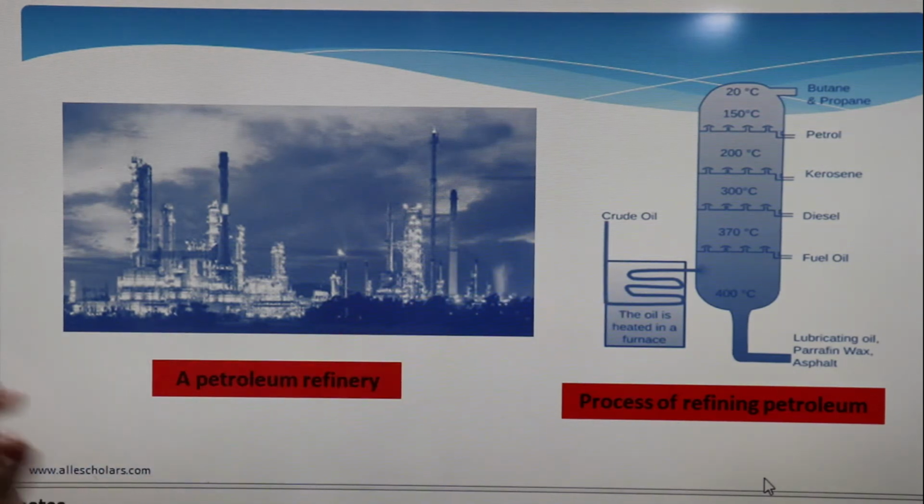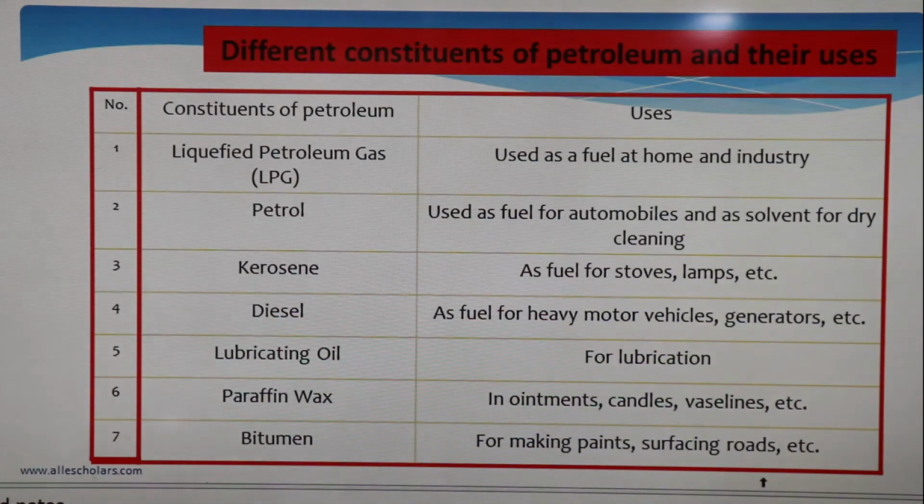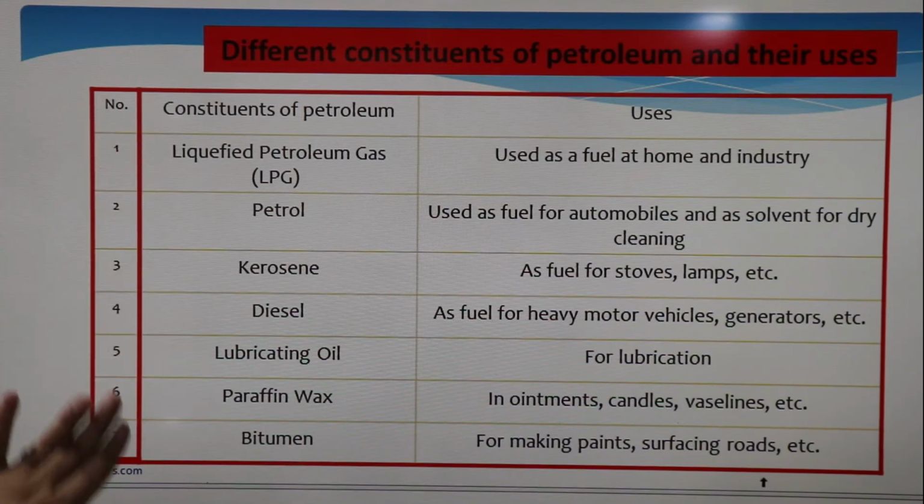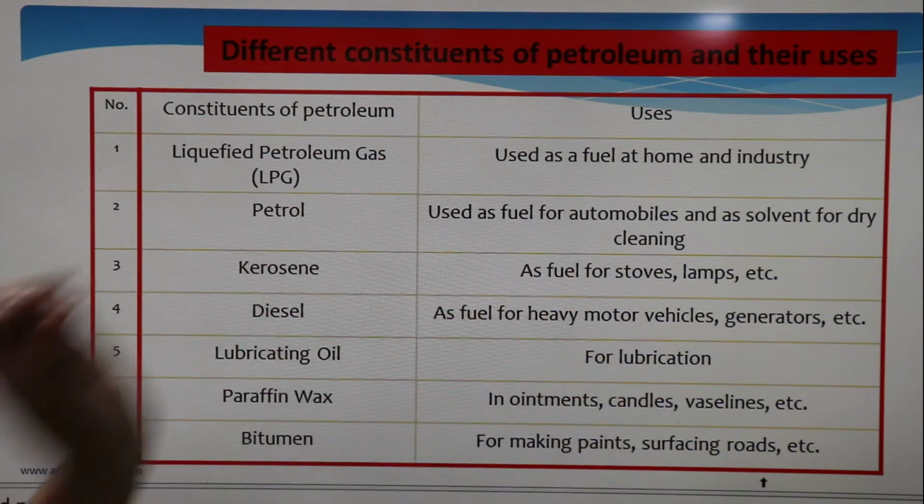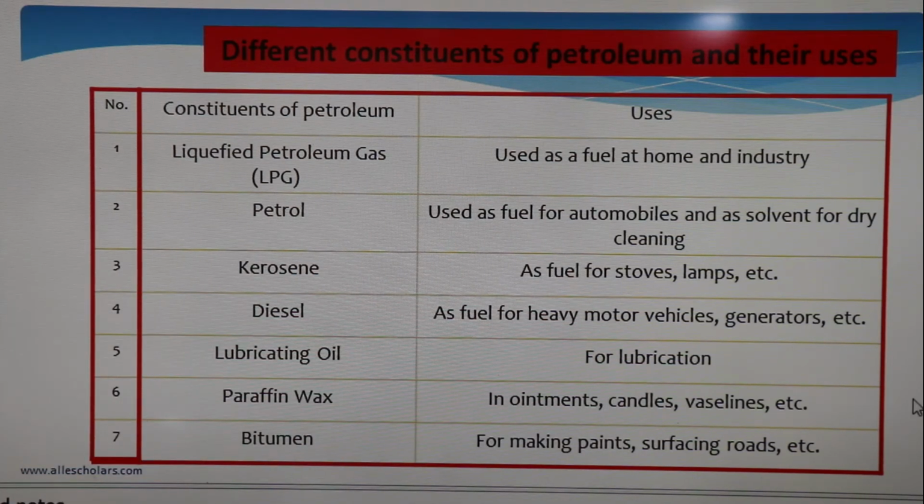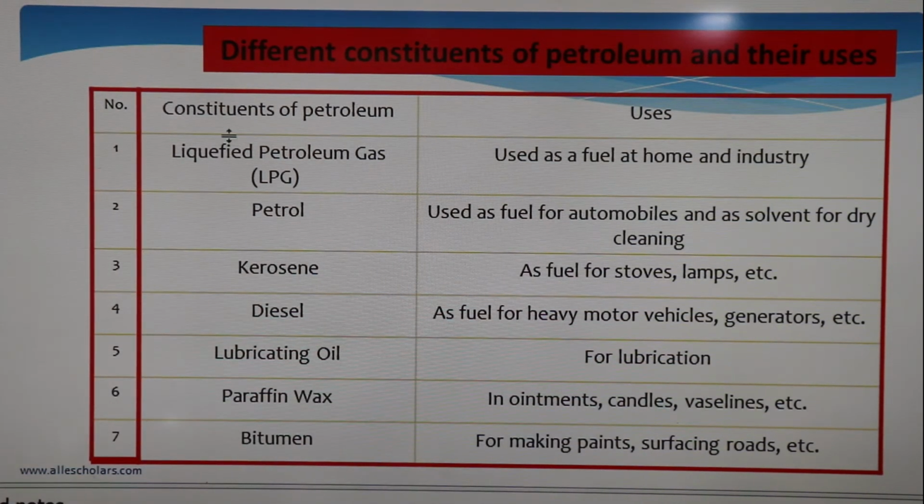And this crude oil is heating in a furnace, you can see. Okay, so this is the process of refining petroleum. Now let's see the different constituents of petroleum and their uses. You can see here there are 7 constituents of petroleum, and on this side I have written their uses. Okay, so let's see one by one.